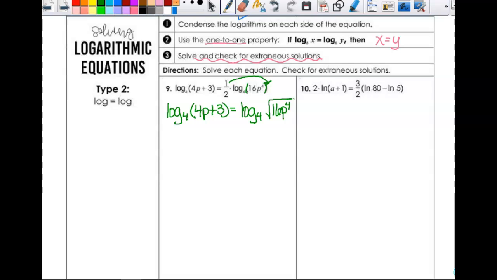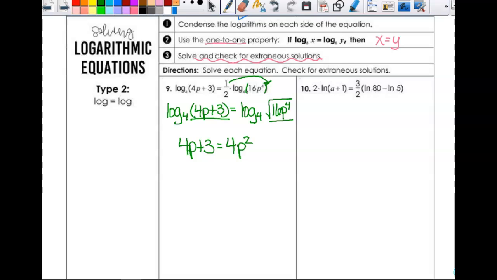So now I have two logs with the same base that are equal. So now I can just set these two pieces equal to each other. So the left is 4p plus 3. I'm going to go ahead and take the square root of 16p to the 4th. That would be 4 times p what? Squared. Very good.